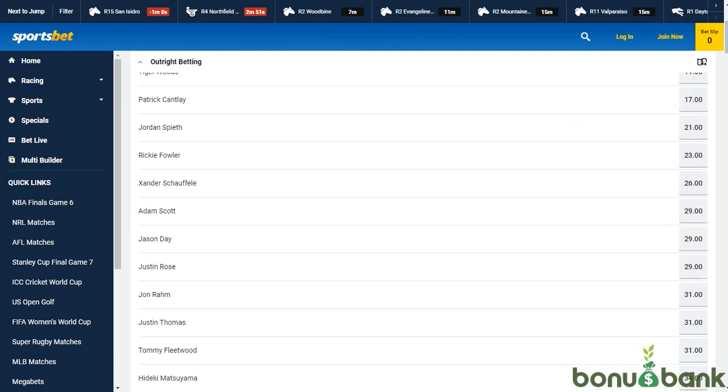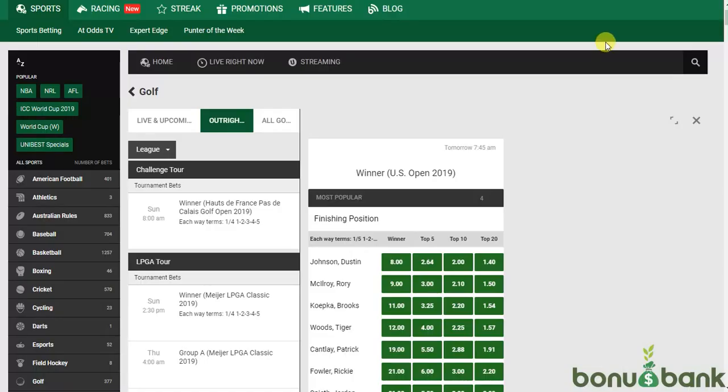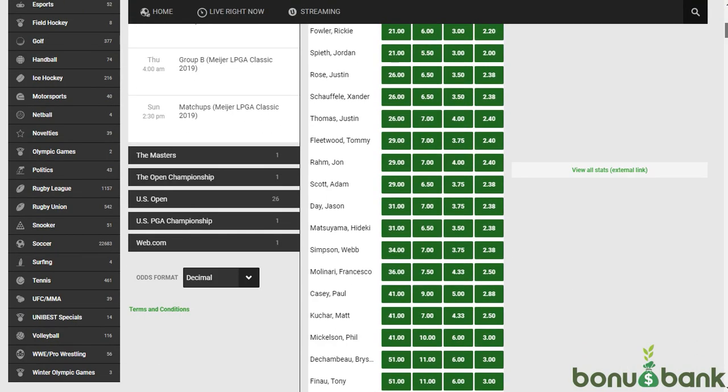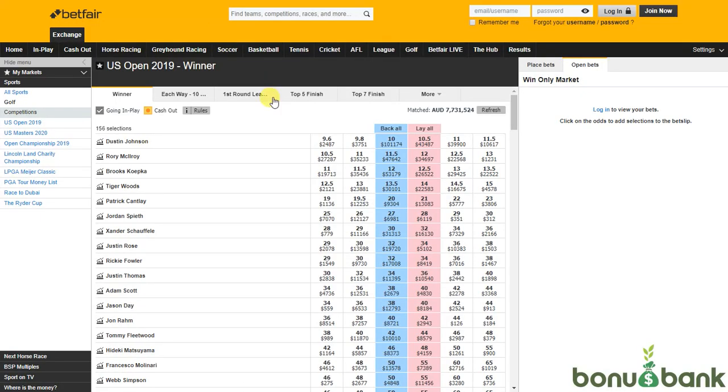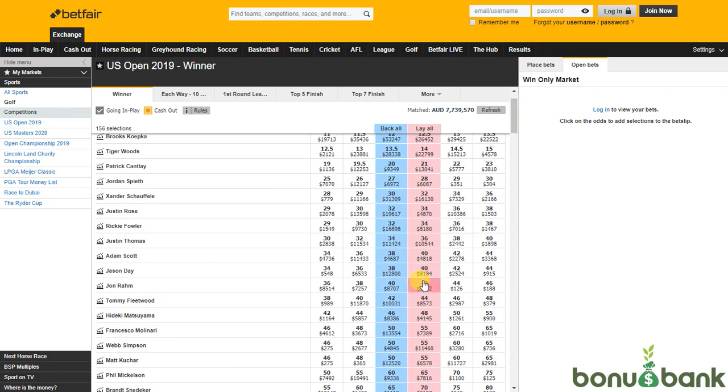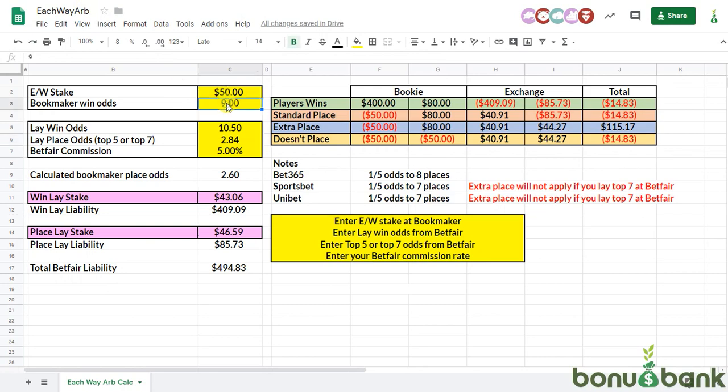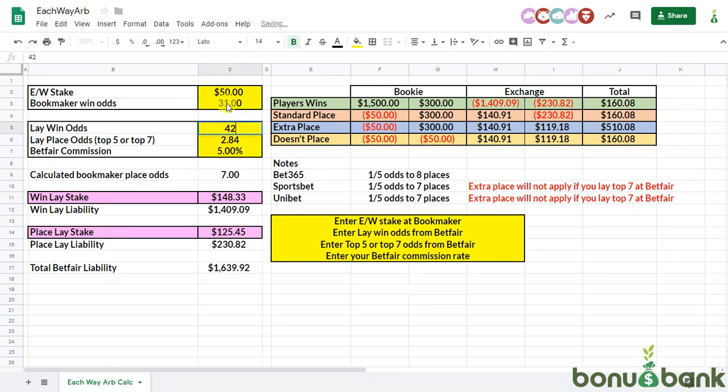So also 31, and at Unibet he's 29. So given the choice here, I want to go with Bet365 because they've got the higher odds and they're paying 8 places as opposed to 7 at Sportsbet. So I'll just have a quick look in the win market, and John Ram is trading at 42. So let's start with that.